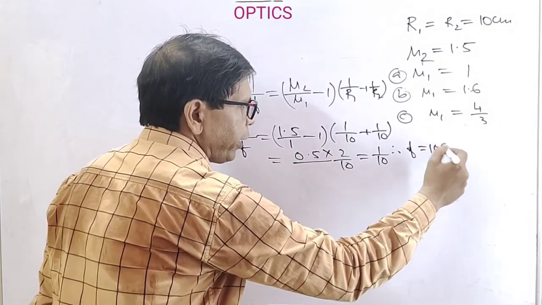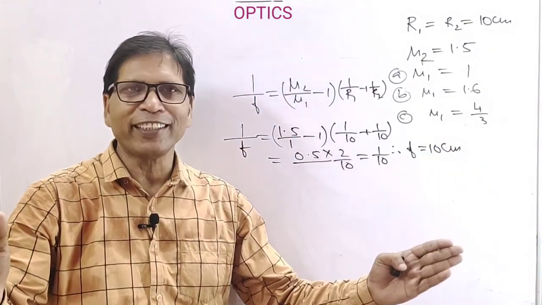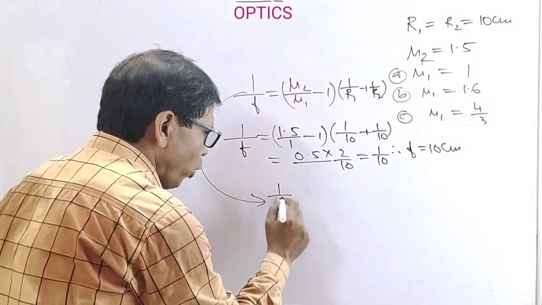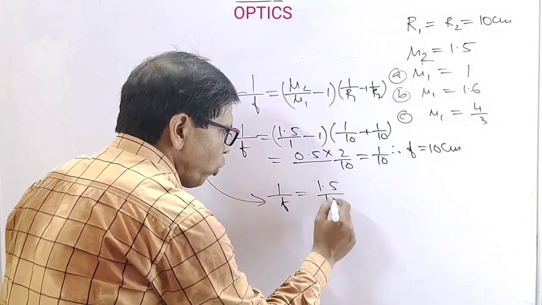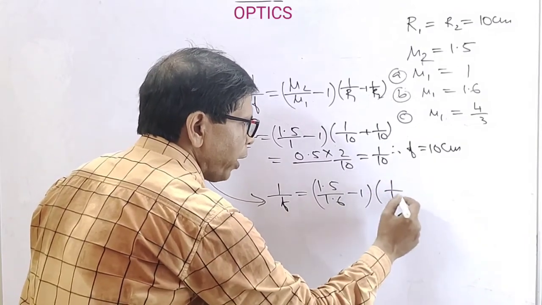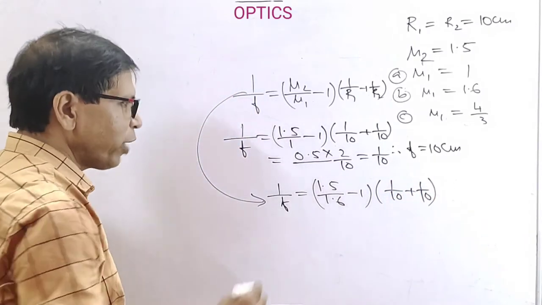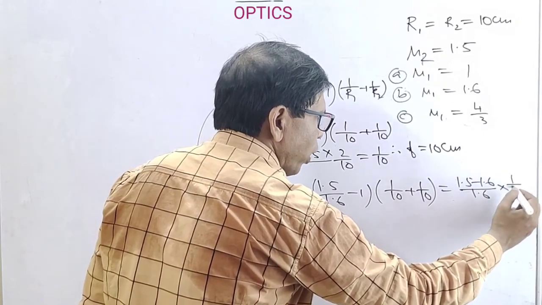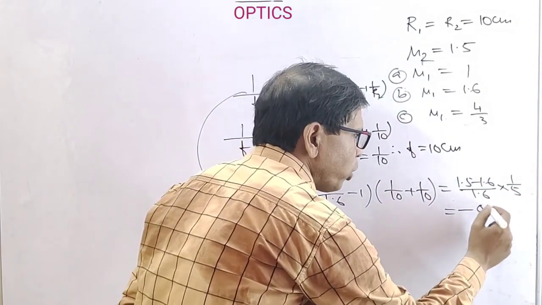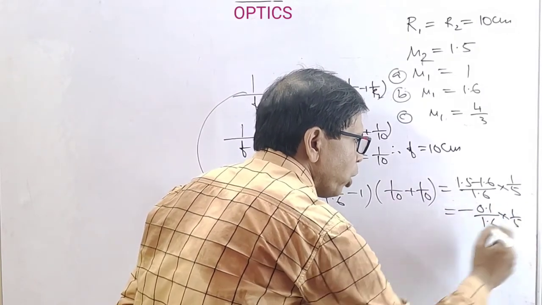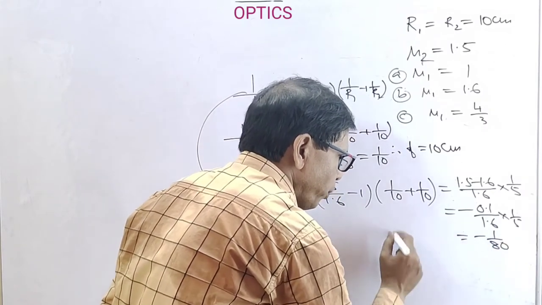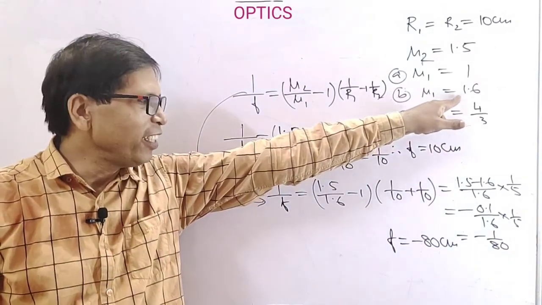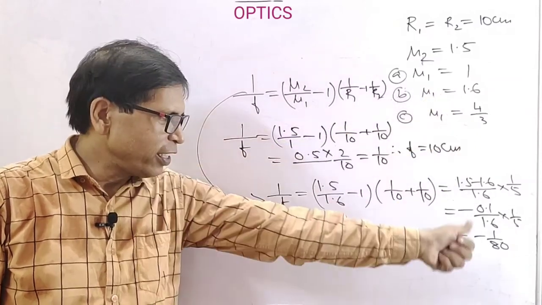Therefore f equal to 10 cm is the focal length of the convex lens in air medium. Now look at this medium. From this relation, we can write 1 by f equals (1.5 by 1.6 minus 1) into (1 by 10 plus 1 by 10). Now this is (1.5 minus 1.6) by 1.6 into 1 by 5, which is minus 0.1 by 1.6 into 1 by 5, so this is minus 1 by 80. Therefore f equals minus 80 cm. Therefore the focal length of the convex lens in this medium is negative.